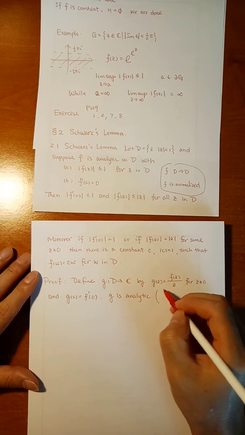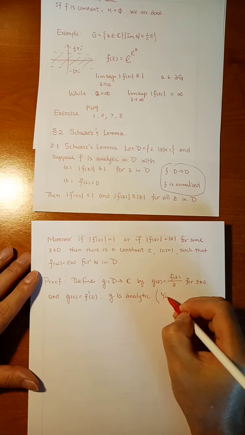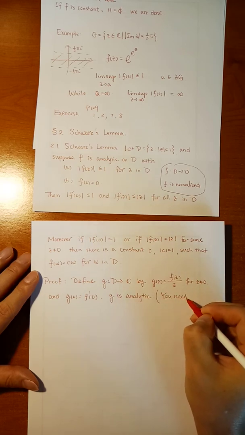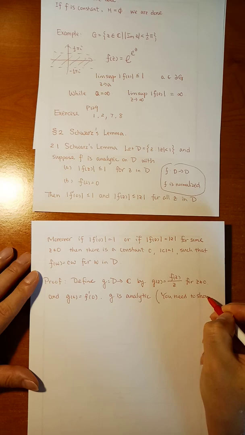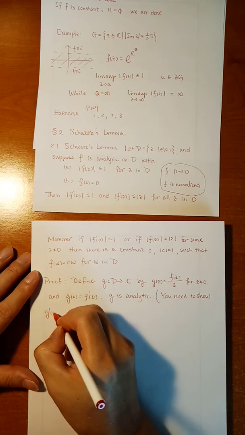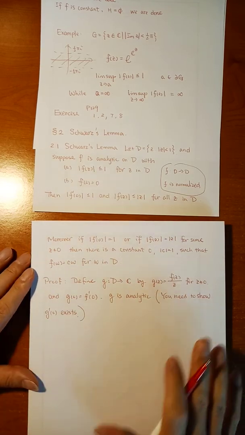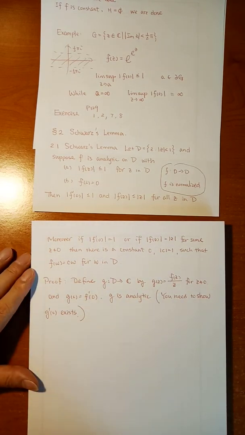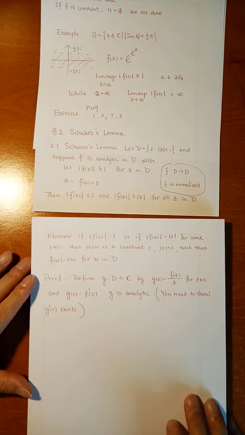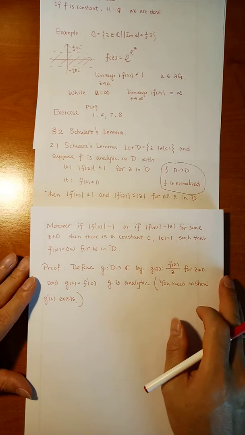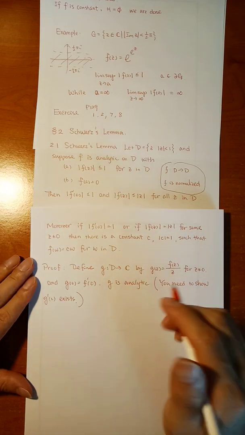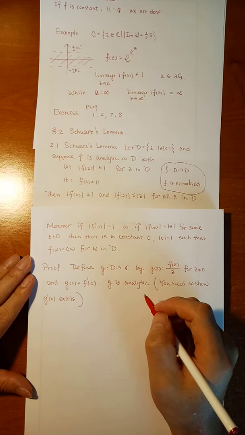So you only need to show g prime of 0 exists. That's everything you need to do. Try it. Okay? So you have an analytic function. Now let's assume you have an analytic function. Then we're going to apply the maximum modulus theorem.